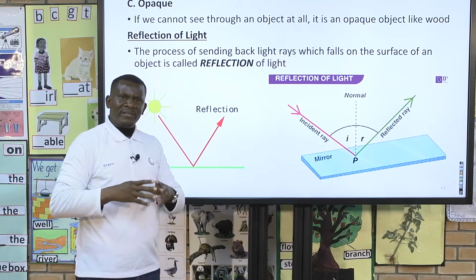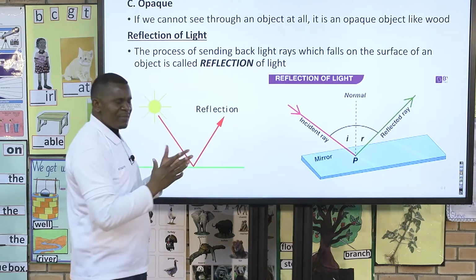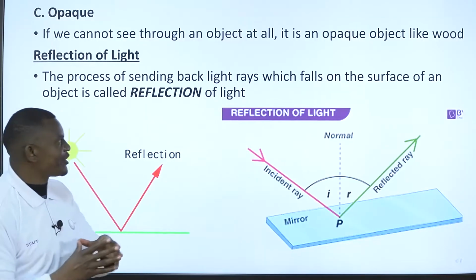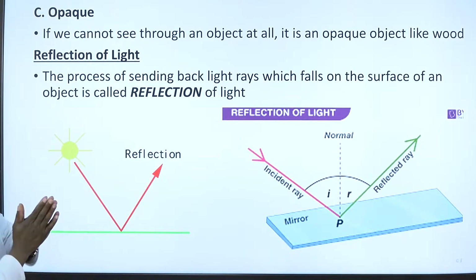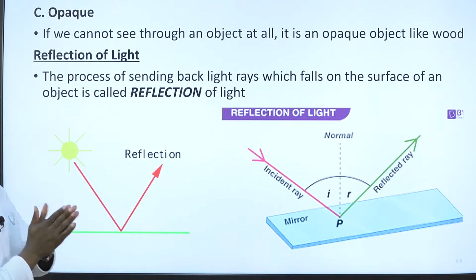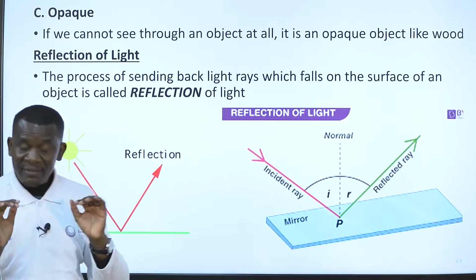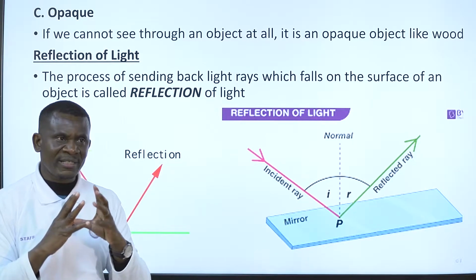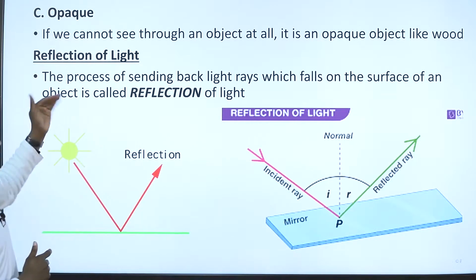We talked about reflection of light. What do we mean? What do you understand by reflection of light? Reflection of light is the sending back or bouncing back of light rays which fall on a surface that is shiny and smooth, like a mirror. We call it reflection.